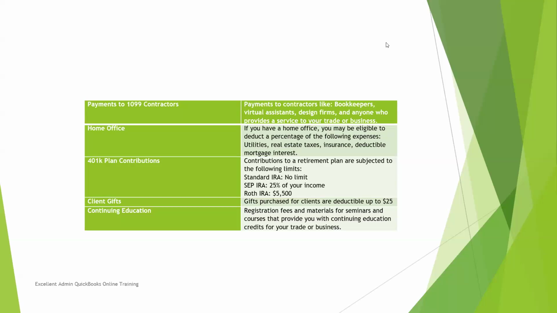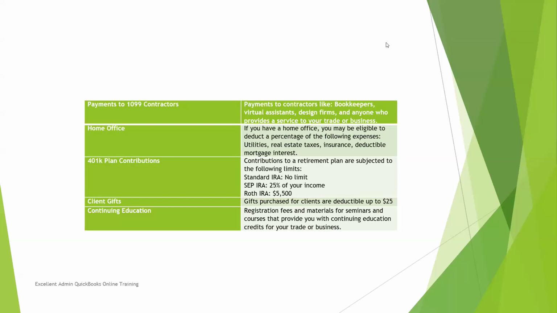Okay. Home office, we've kind of talked about this. If you're eligible, it's based on a percentage of the deductions for the following things: utilities, real estate taxes, insurance deductible, mortgage interest, those types of things. Home office is only beneficial if your business is profitable. Your business has to show that it made money in order for it to be beneficial.